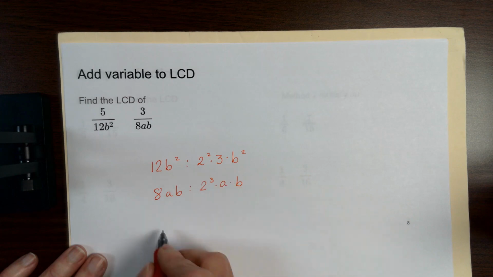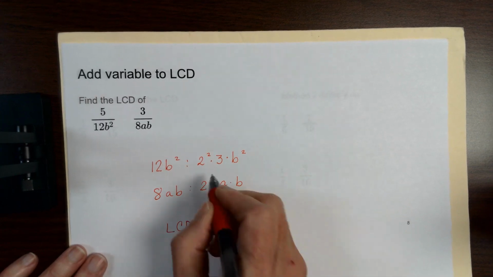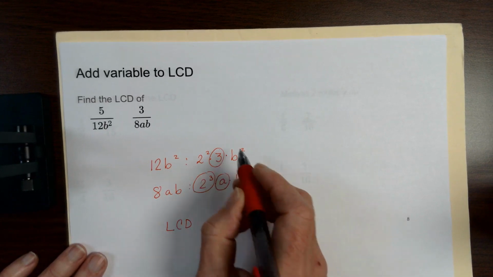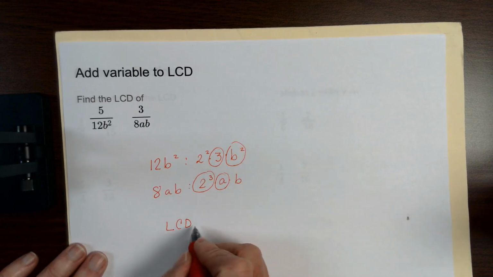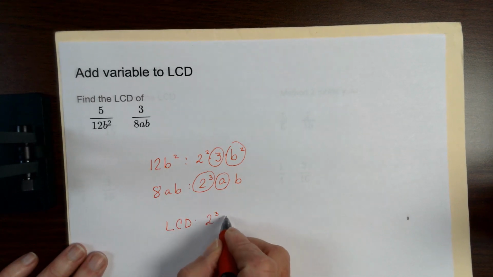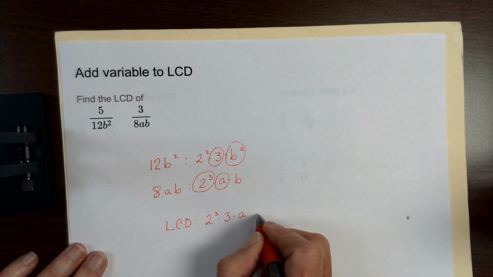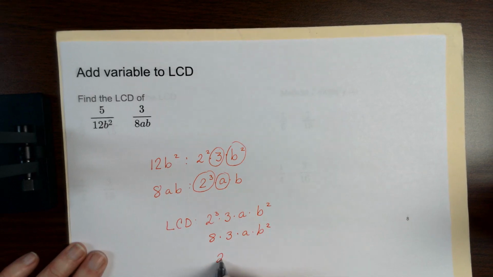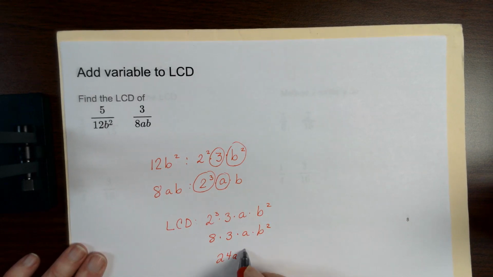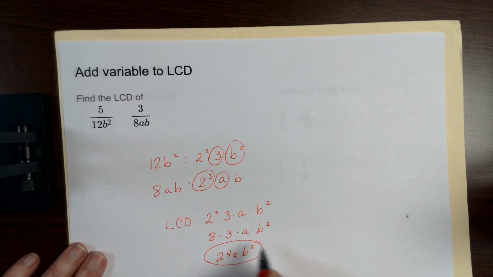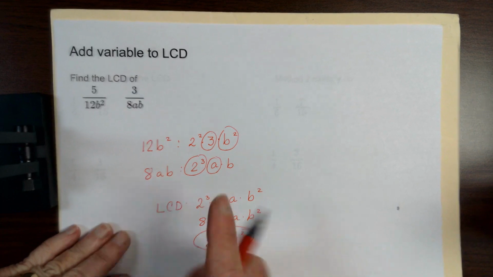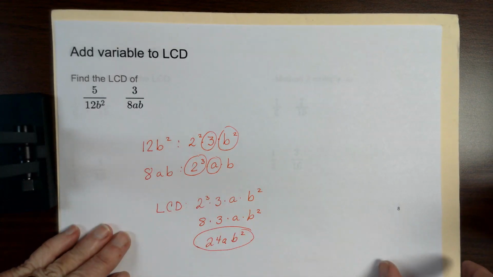So I want the least common denominator: highest power of 2, highest power of 3, highest power of a, and highest power of b. So I have 2 to the third times 3 times a times b squared. So this is going to give me an 8 times 3 times a times b squared, or 24 a b squared. That would be my least common denominator. Smallest denominator that both that and that can be divided into.